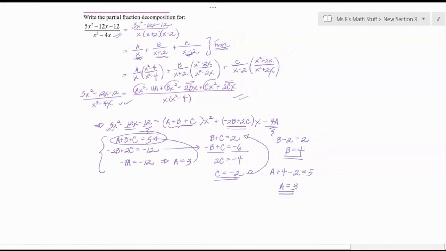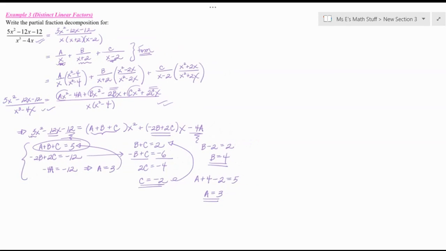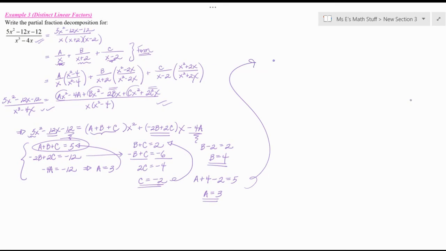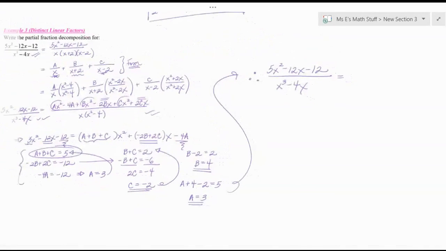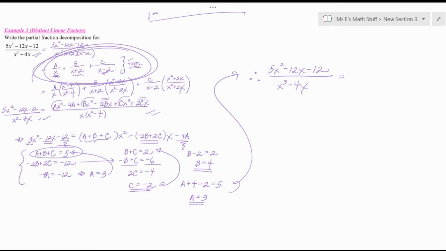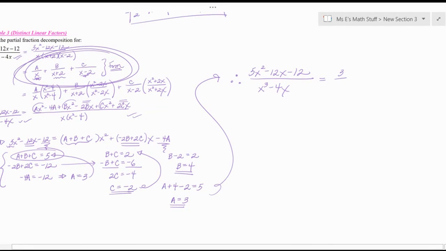All right, my friends, what were the directions? Okay, write the partial fraction decomposition. So my conclusion would then be, therefore, 5x squared minus 12x minus 12 over x cubed minus 4x is equivalent to, so I'm just taking my a, b, and c values and back substituting them into my form. So it equals 3 over x plus 4 over x plus 2 minus 2 over x minus 2, or anything equivalent to that. There we go.